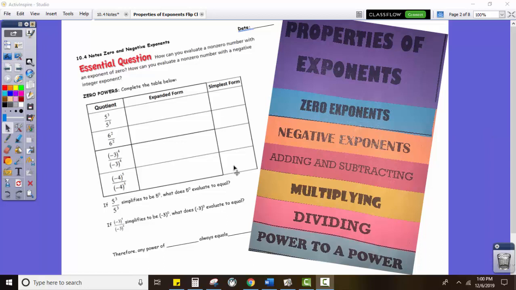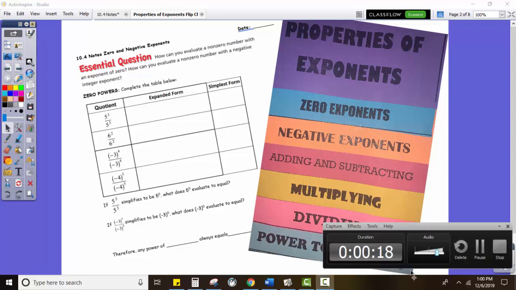For this lesson, you're going to need both your Unit 10 notes packet as well as your flip chart. We're going to be bouncing back and forth between both of them, so make sure you have both of them out with you and that you're ready and prepared to take the notes and copy the examples down.